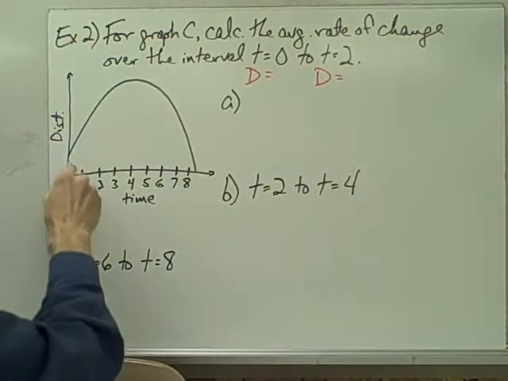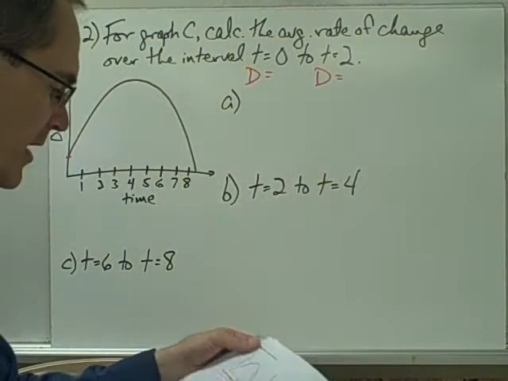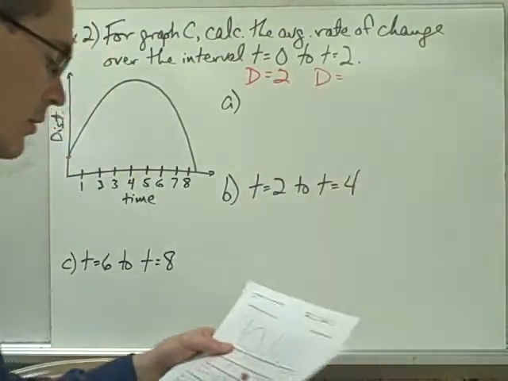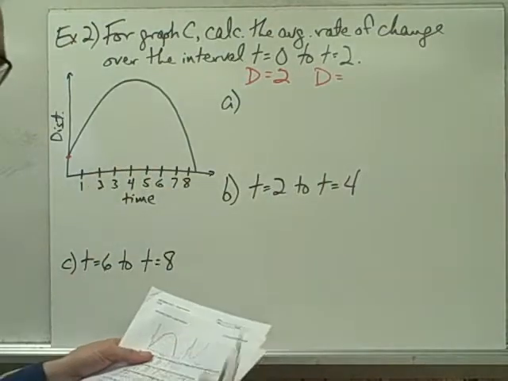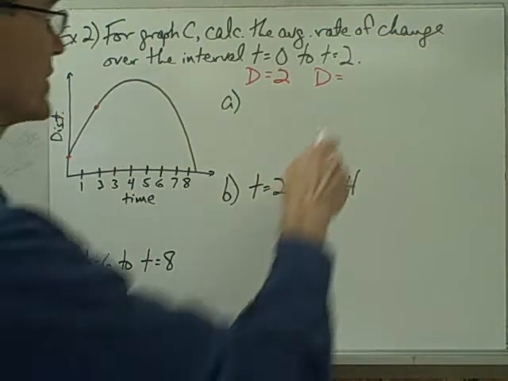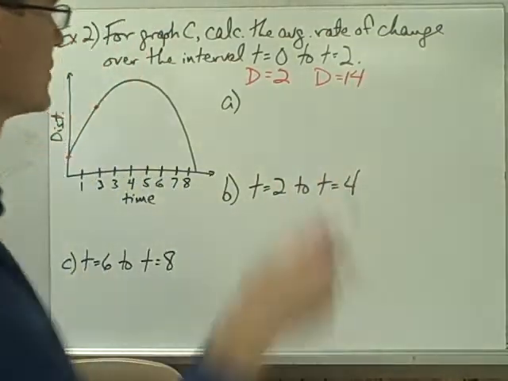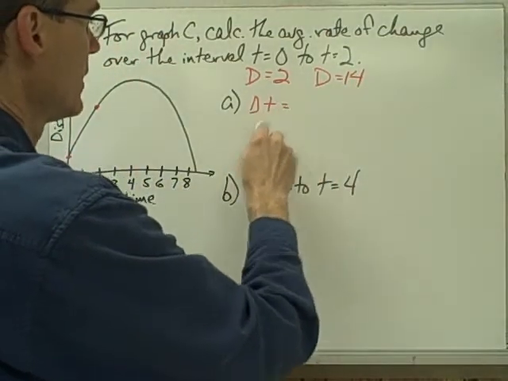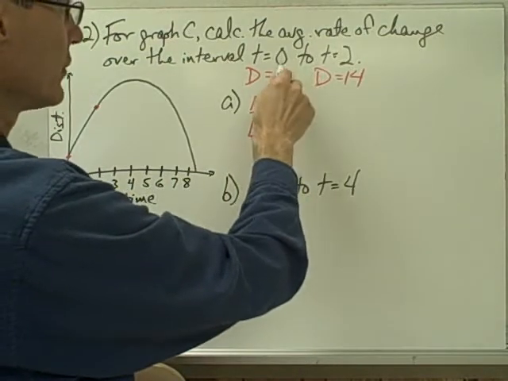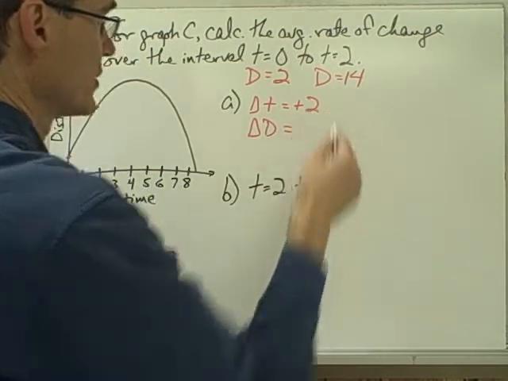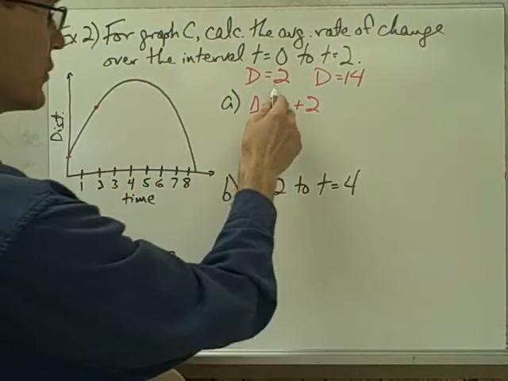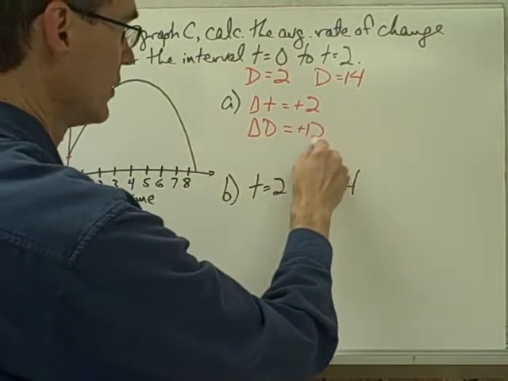So at t equals 0, which is right here, I can see on my graph that d is equal to 2. And at t equals 2, d is equal to 14. So now I can calculate delta t and delta d. Delta t, the change in t over this interval from 0 to 2, is a positive 2. The change in d over this interval, d goes from 2 to 14, so that's a change of 12.